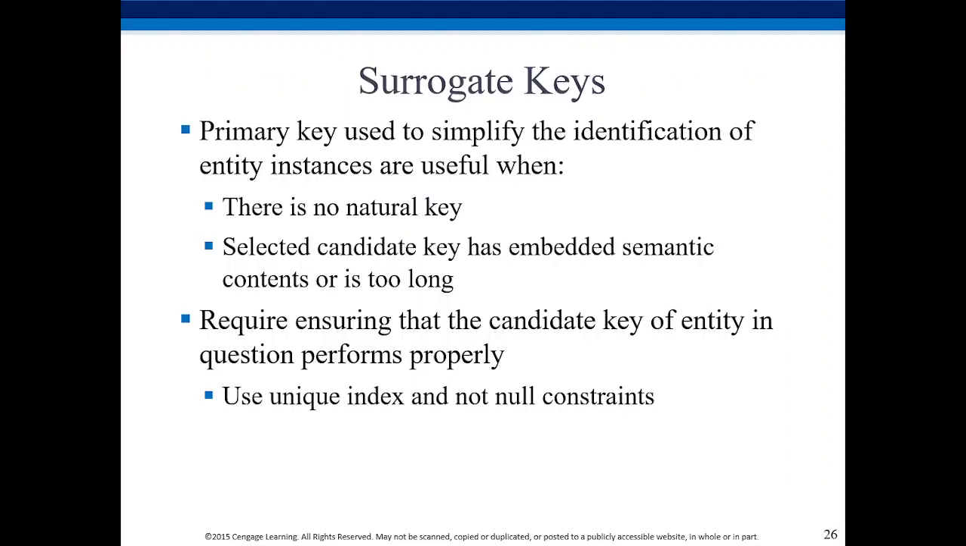Okay, so let's move on to surrogate keys. The surrogate keys, so this is the primary key used to simplify the identification of entity instances. So kung ang simplify, ang purpose mo lang sa primary keys is to identify mo lang sa entity instances. So maybe due to the uniqueness, so there is no natural key. Then selected candidate key has an embedded semantic content or is too long.